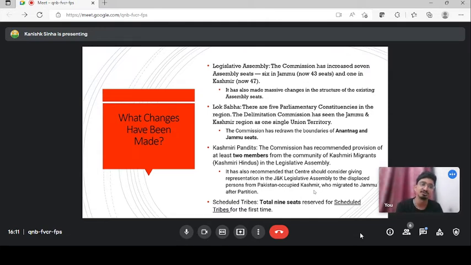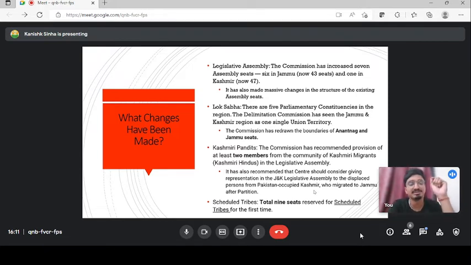This is a general question you will get when you have comprehension based passages. You will be asked which of the following is not true, and one of the options will be that the Delimitation Commission has seen Jammu and Kashmir as a different union territory. No, the correct answer will be single union territory.